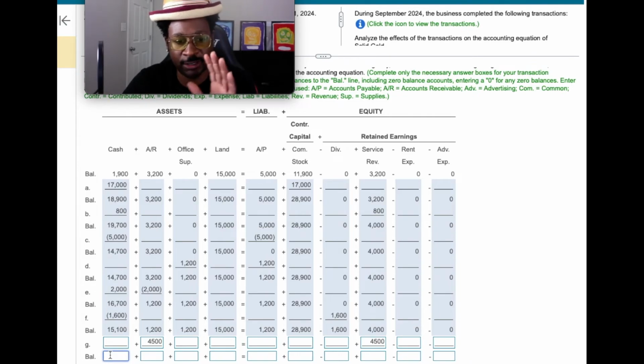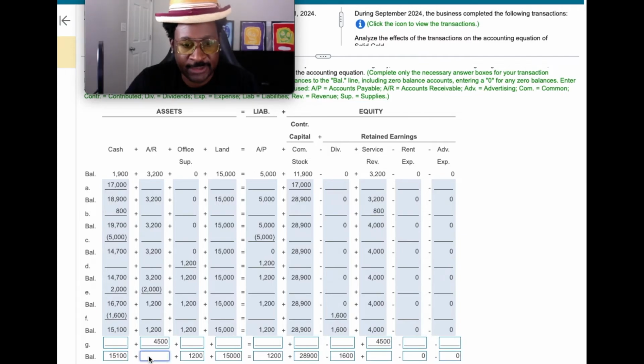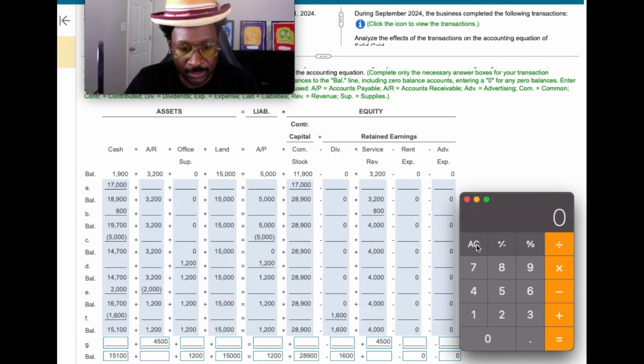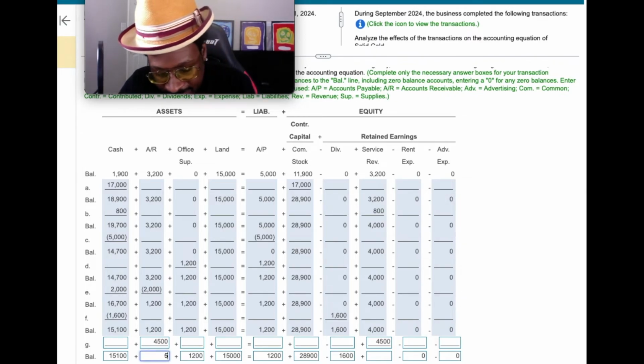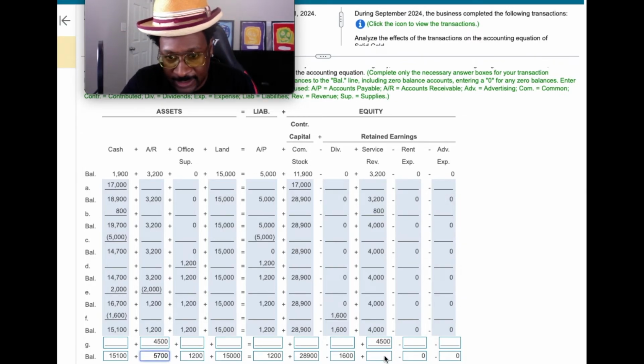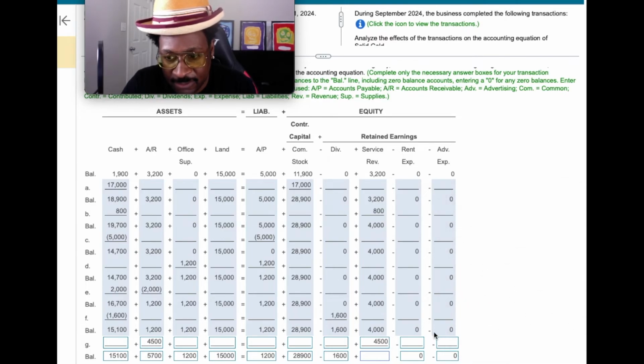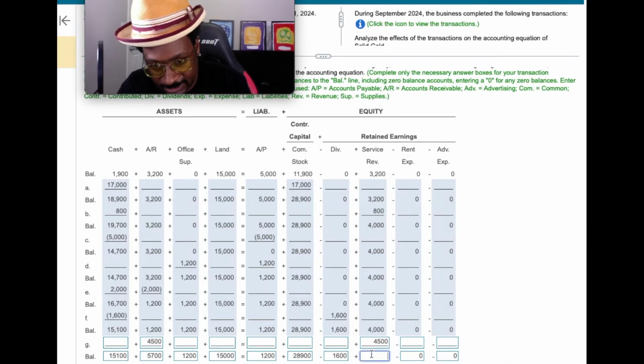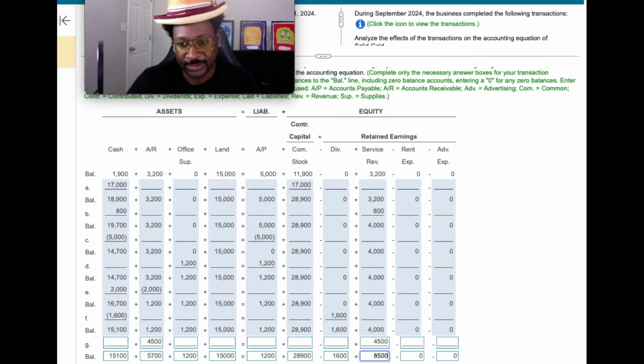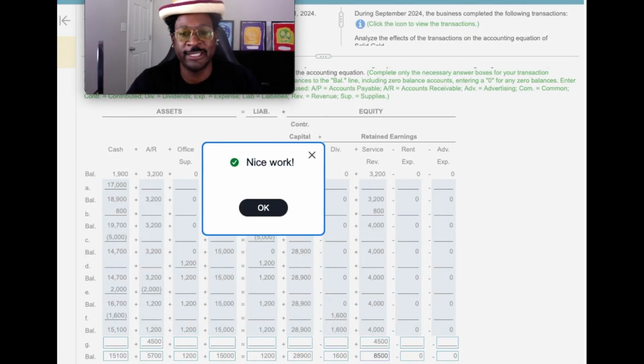First, we're going to input all the unadjusted balance amounts. Then we're going to calculate the new balances for the accounts that were affected. So our accounts receivable started out with $1,200 and we increased it by $4,500. Gives us a new balance amount of $5,700, and our service revenue started out with $4,000. We increased it by $4,500. So now we have a total balance of $8,500. Check the answer. We're almost there, gang.